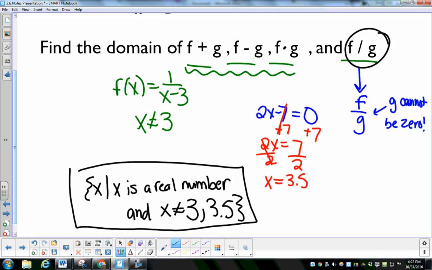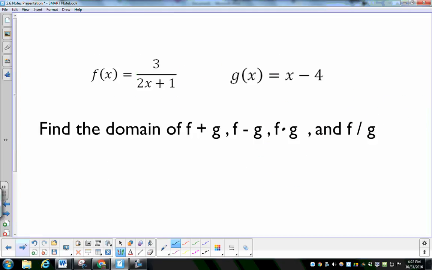So that's the last example we're going to do together. I have one more I want you to do on your own. It's just like this one that we just did. So f of x equals 3 over 2x plus 1, and g of x equals x minus 4. I want you to find the domain if we were going to do f plus g, f minus g, f times g, and f divided by g. That last one makes it so you're going to have an extra little restriction on your x there. All right, come to class with any questions, and we'll go over the ones you guys tried on your own.